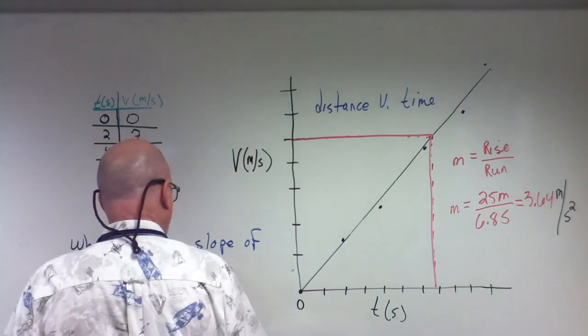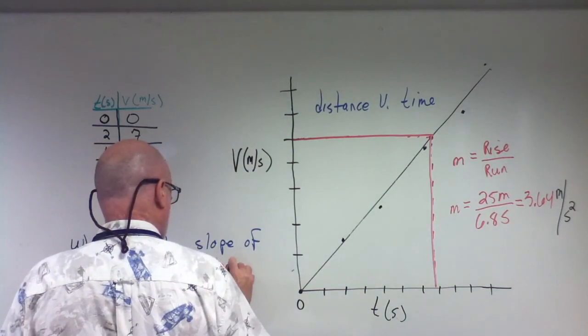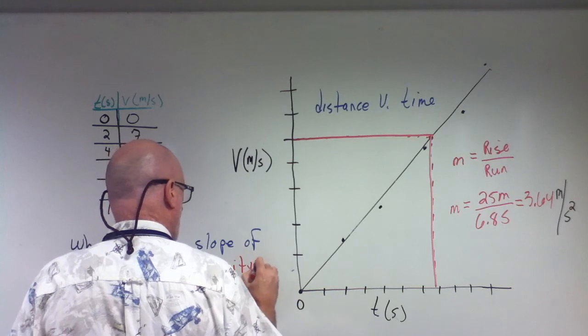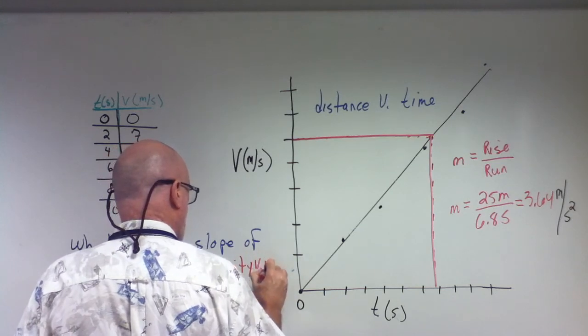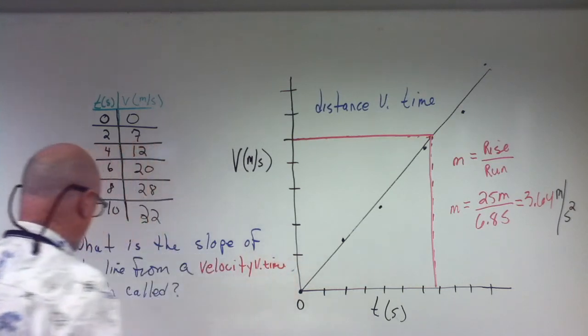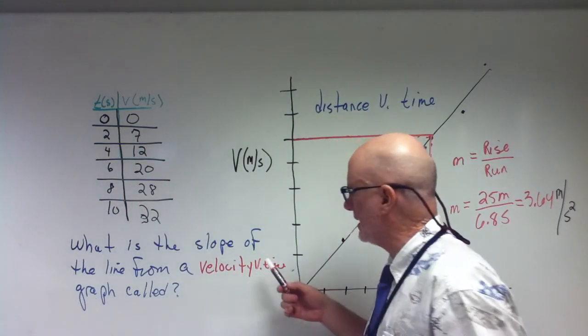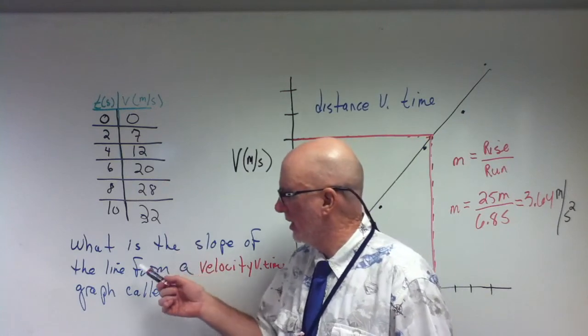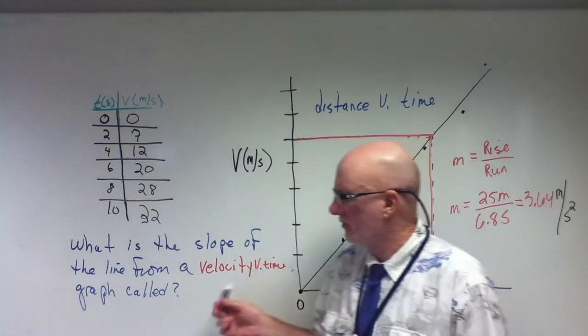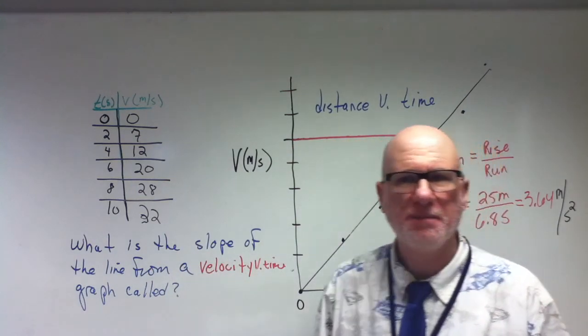Okay. From a velocity versus time graph, what is the slope of the line from a velocity time graph called?